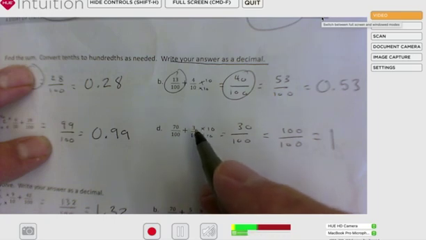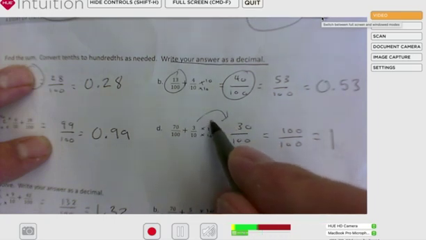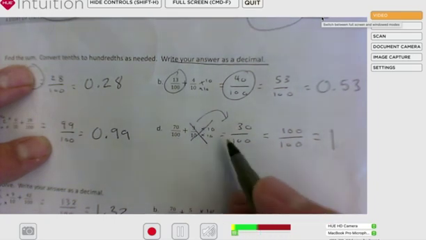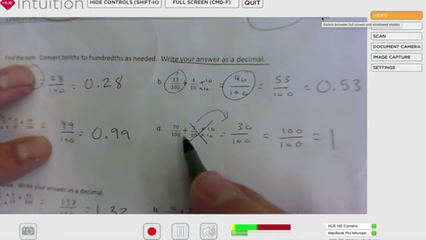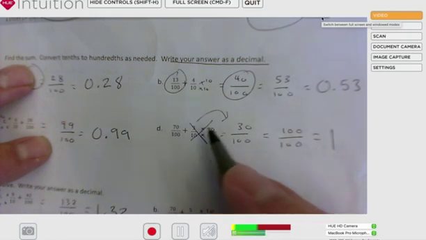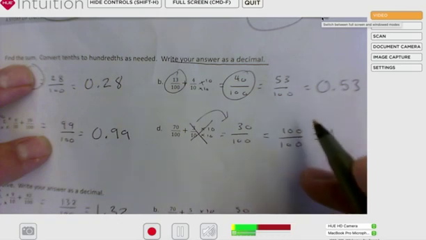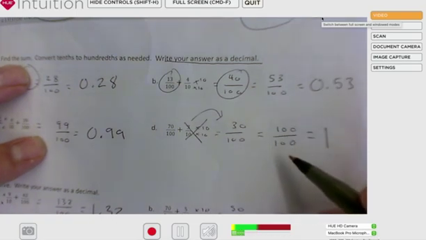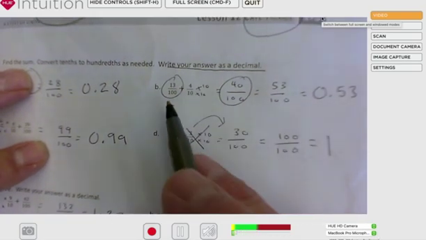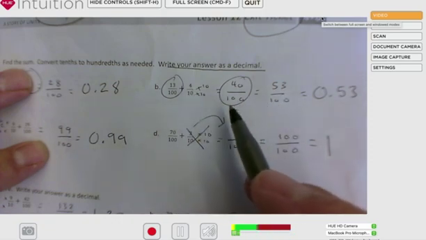So now that we have changed this to this, we don't use this anymore. And we just add these two because the two bottom numbers are the same. 70 plus 30 is 100. And this is kind of a weird one in the fact that it's 100 over 100, which equals 1. But this was yesterday's lesson, right?